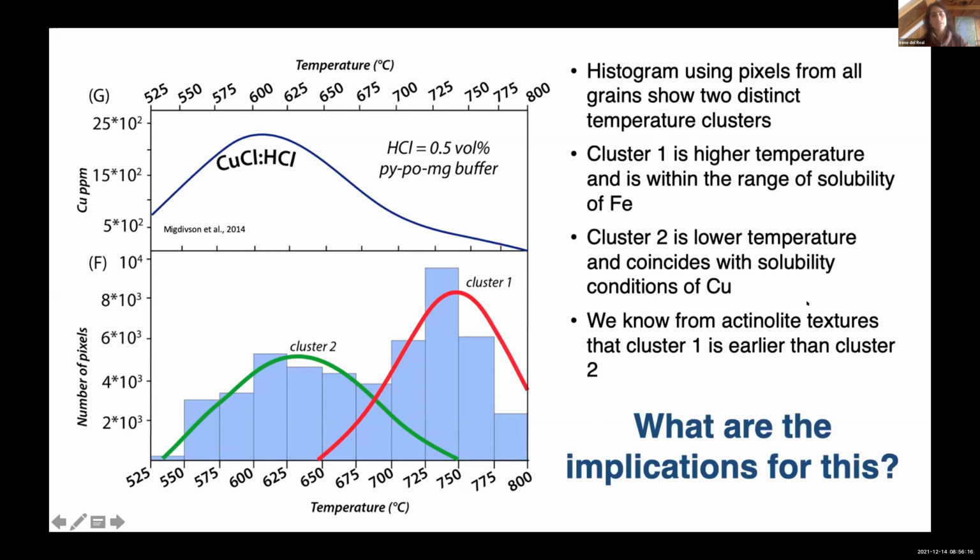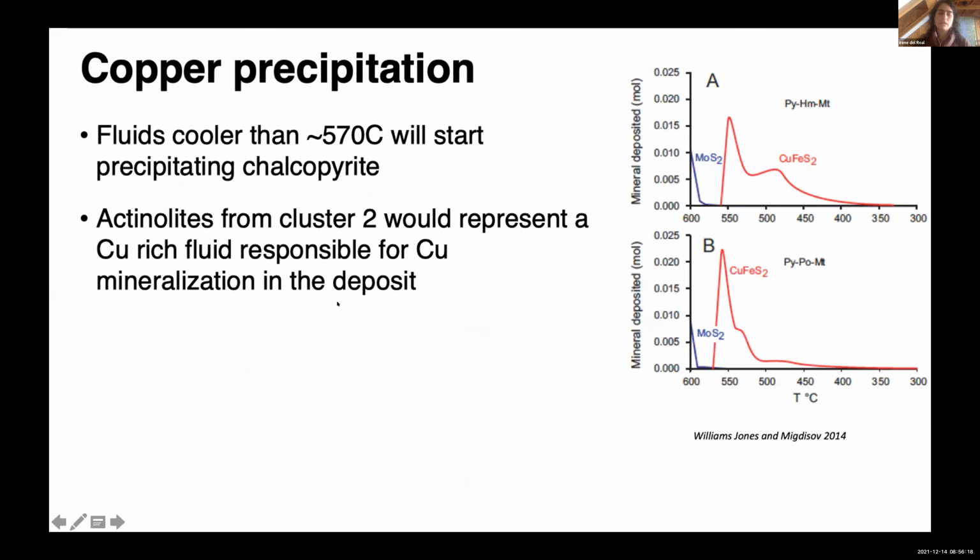So what are the implications of this? We also have to think about when copper comes into this story. We know it's soluble within the range of temperature of cluster 2, but once it goes down below this range of temperature, approximately 570 degrees Celsius, it will start to precipitate chalcopyrite. So it fits really nicely that the cluster 2 actinolite represents a hydrothermal fluid where copper is soluble, and once it goes down in temperature from that range, it starts to precipitate chalcopyrite. So we can conclude or suggest that actinolites from cluster 2 represent a copper-rich fluid, which would be responsible for copper mineralization in the deposit.